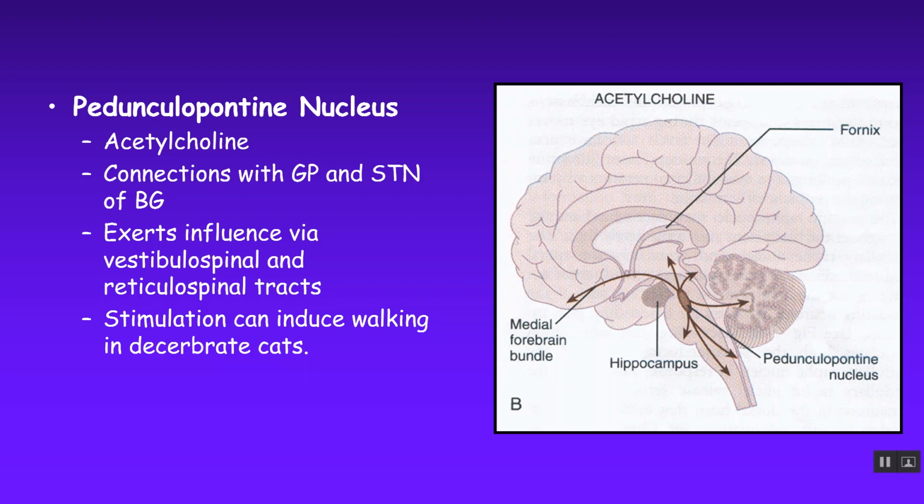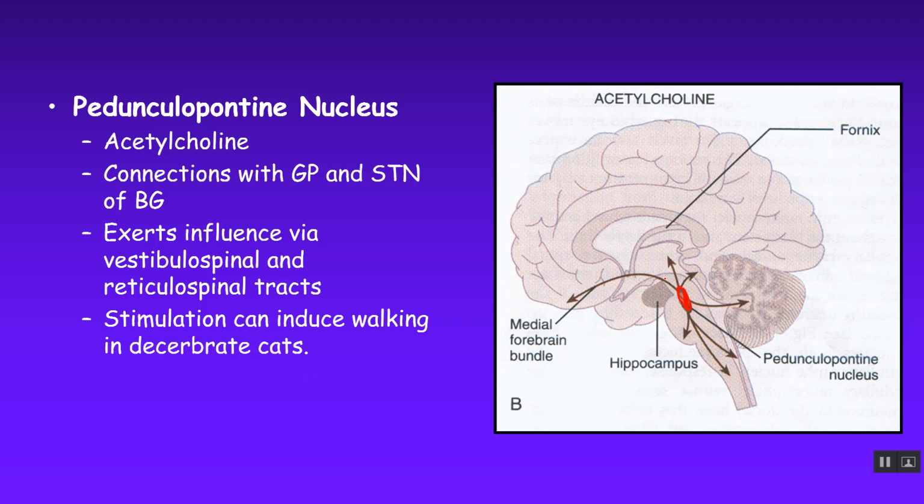We've talked about the pedunculopontine nucleus. This is another nucleus that's located in this reticular formation. So it's kind of in this pons and midbrain junction area here. Its main neurotransmitter is acetylcholine.